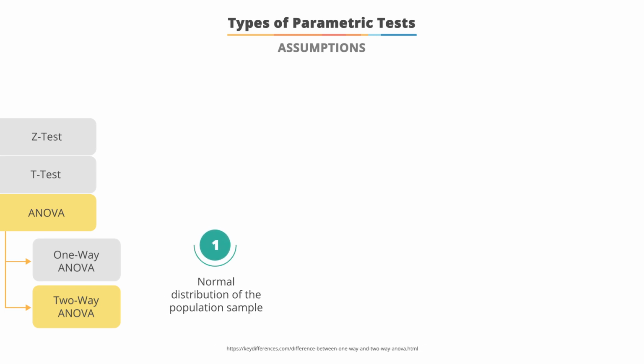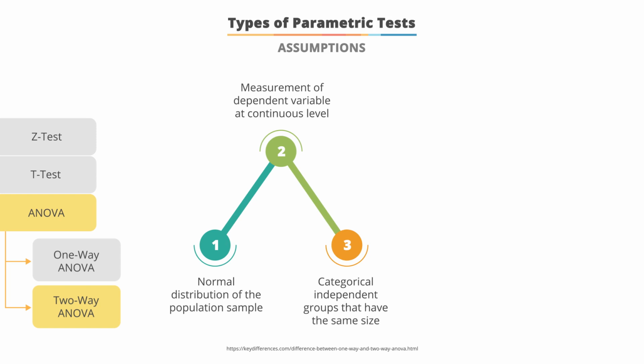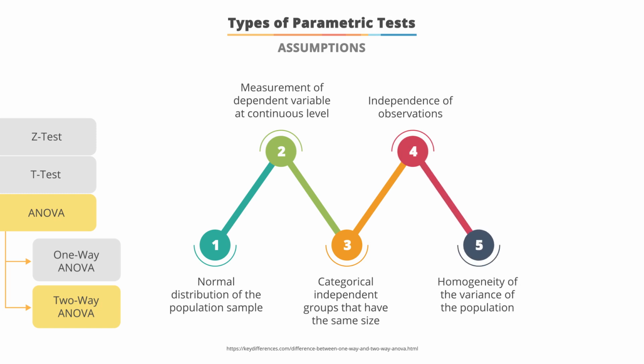The first assumption is, again, the normal distribution of the population sample. We assume that that sample is a normal bell curve. Number 2, measurement of dependent variables are continuous. Number 3, that the categorical independent groups have the same size. We can't compare a group with 20 individuals to another group with 3,000 individuals. Number 4, independence of observations. So these groups have to be independent. And lastly, we have to have homogeneity of the variance of the population, meaning the variances have to reflect it.